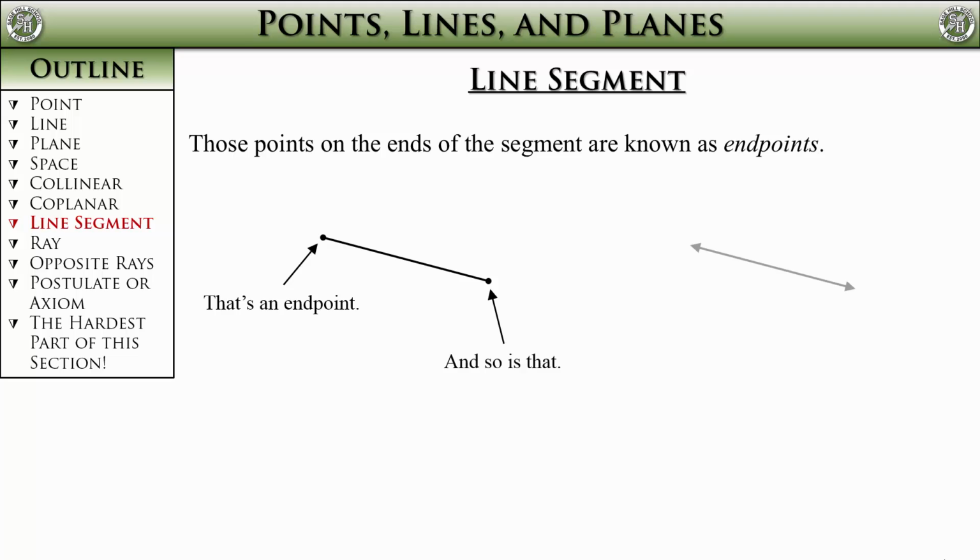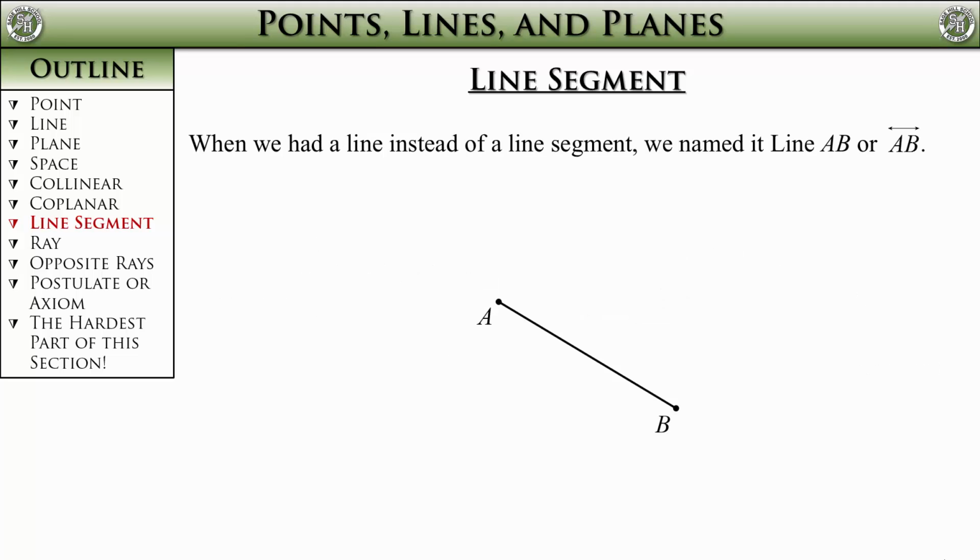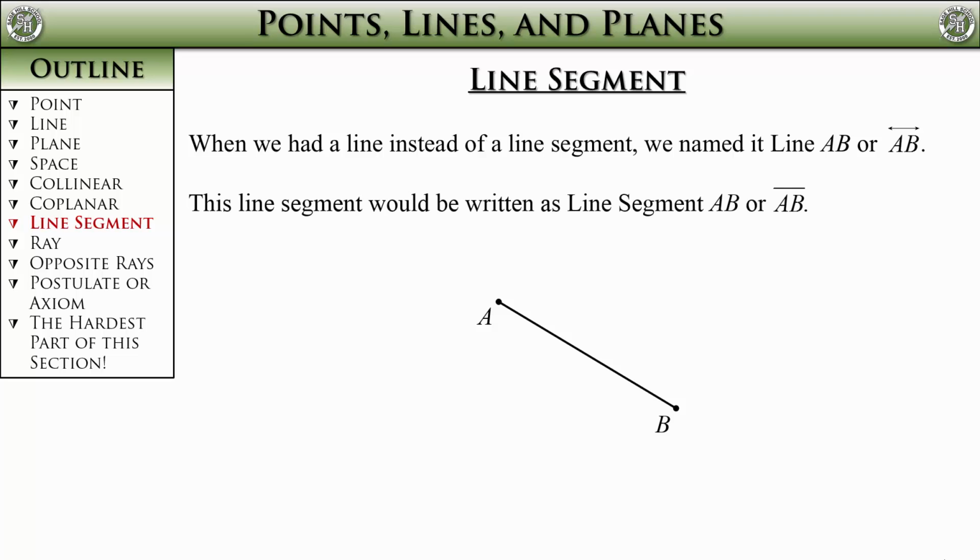Now when we had a line, we had arrows on each end. It didn't stop or end in either direction, so a line doesn't have endpoints. When we had a line instead of a line segment, we named it line AB, either written out or using a symbol. For this line segment here, it is very similar. It could be written out as line segment AB, or more commonly, it uses that symbol you see there. It is just like the line symbol, except there are no arrows. That's important. You can't have arrows for that symbol. Also note that you can say it in either direction. Line segment AB is the same thing as line segment BA.